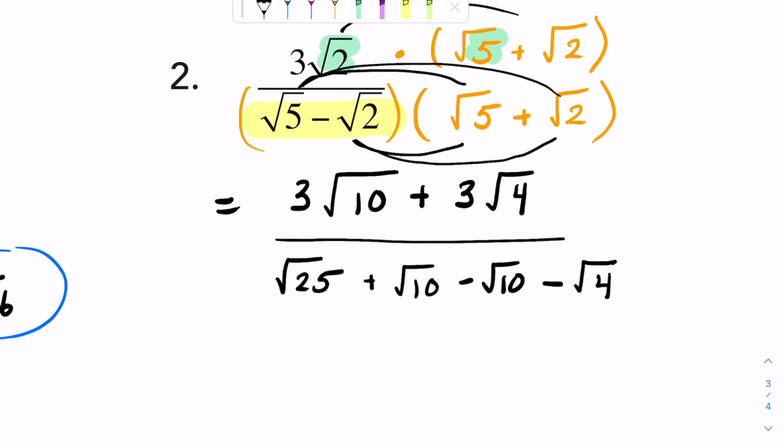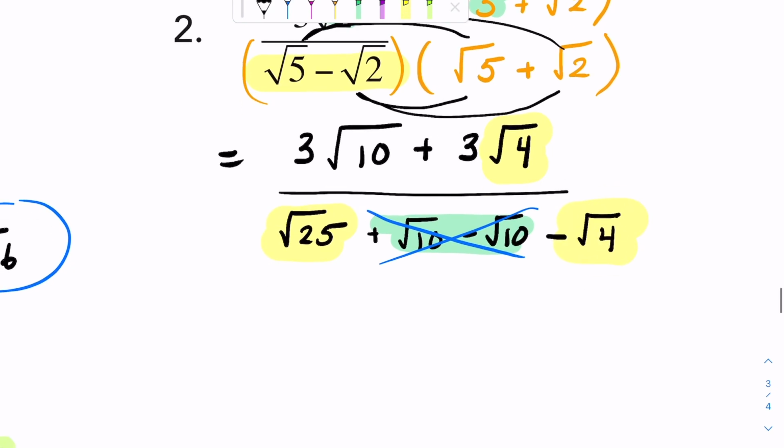There's quite a bit that we can simplify. I'm going to start by indicating those terms that are going to be eliminated. They form a value of 0. But besides that, we have the square root of 4, we have the square root of 25, and we have the square root of 4 again.